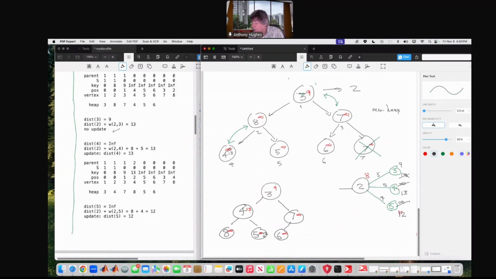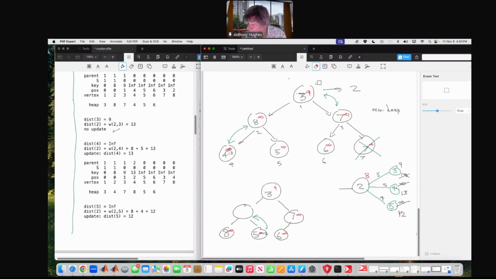And look, 12 is smaller. So we're going to do one more flip like that. And we're going to have 5 move up to where 4 is, and 4 will move down to where 5 is. So I'll just put them in place.